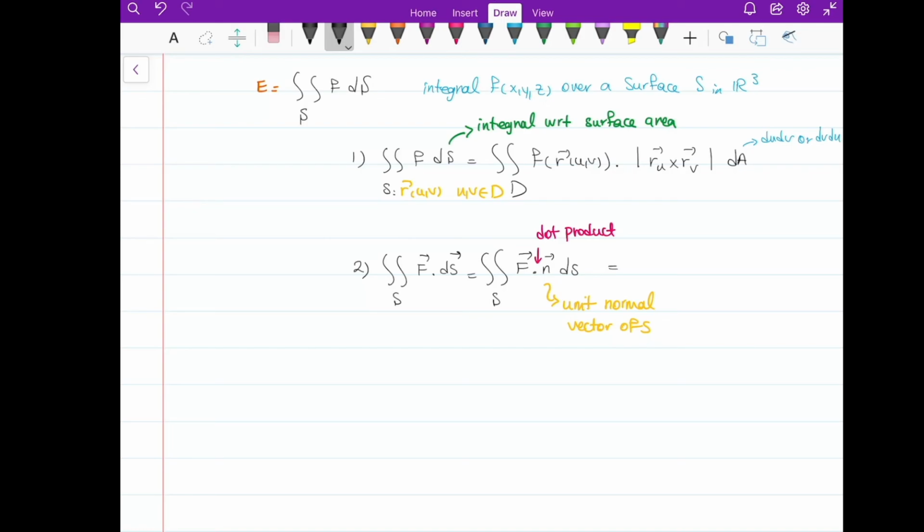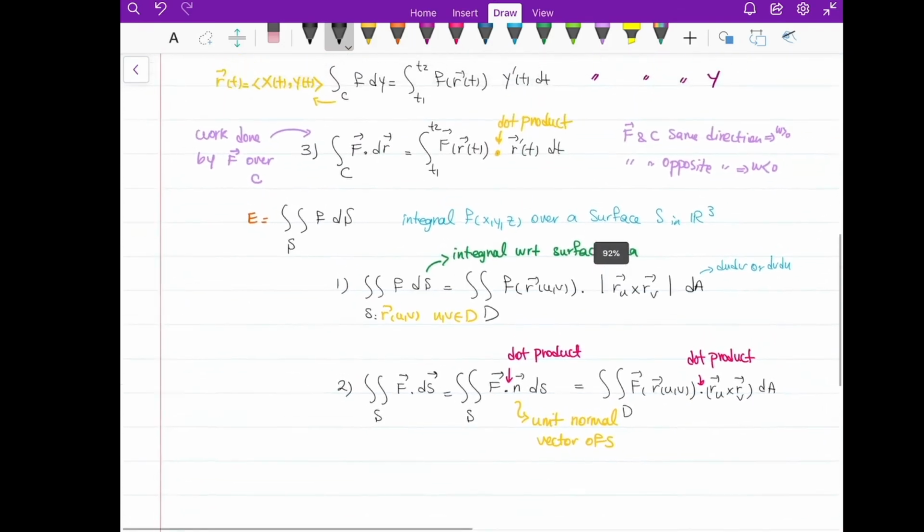and then how to calculate that, it would be f. I'm going to plug the parameterization into the vector field, r of u and v, and then instead of n dS, which we calculated in the previous videos, it would be r with respect to u cross product r with respect to v. I'm going to do the dot product with f, so I have a dot product in here, and then I get dA over the region D.